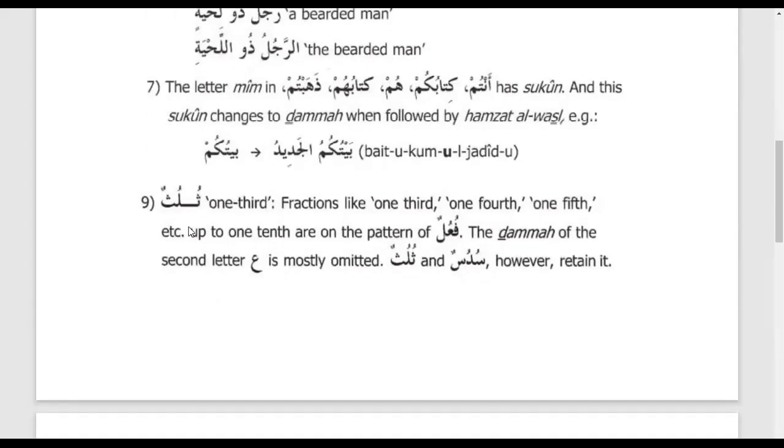Thuluthun means 1/3. So the fractions like 1/3, 1/4, they come on the pattern of fu'lun. Only thuluthun and sudusun come on the pattern of thuluthun, whereas the rest of them come on the pattern of fu'lun, meaning the middle or the ain kalima will be sakin. So thuluthun, sudusun, it means 1/3 and 1/6. These fractions, inshallah, we will learn in the exercises.